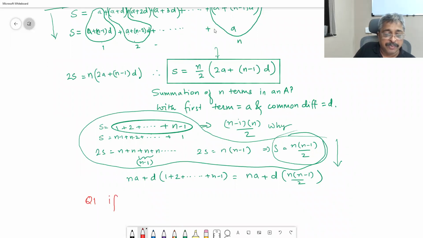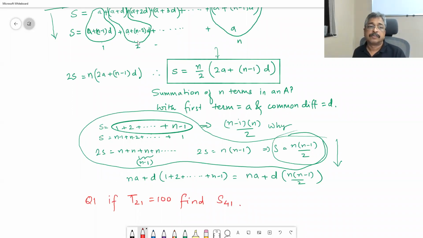Question 1. If T21 is equal to 100, find S41. S41 is the summation of the first 41 terms of the AP. Of course, while writing this question, I should write that Tn is an AP, otherwise it doesn't make any sense. Tn is an AP. Term number 21 is 100. Find the summation of the first 41 terms.